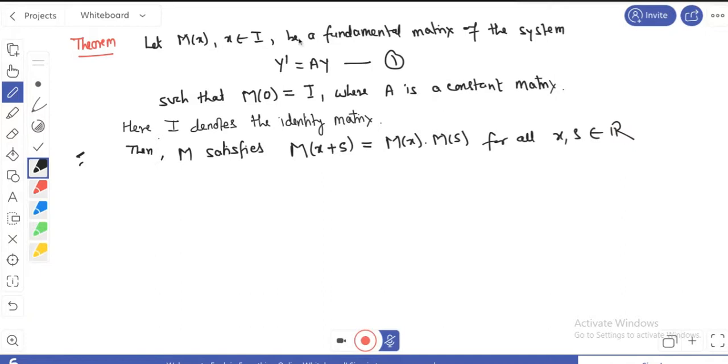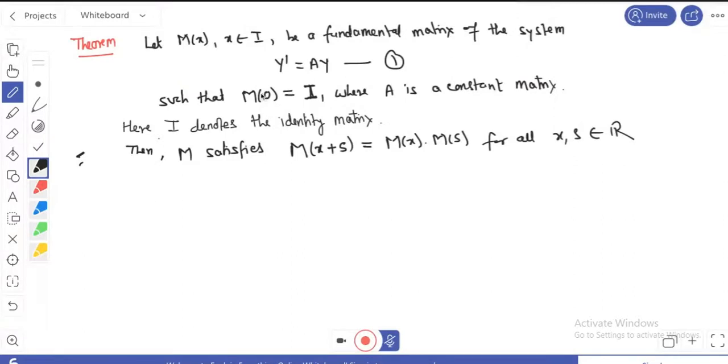When this is the fundamental matrix of the system of equations, and when this M0 is the identity matrix, in that case we can write M of x plus s as M(x) into M(s), for any real s. So this is the theorem, and you have to prove that theorem. So we will prove this theorem.